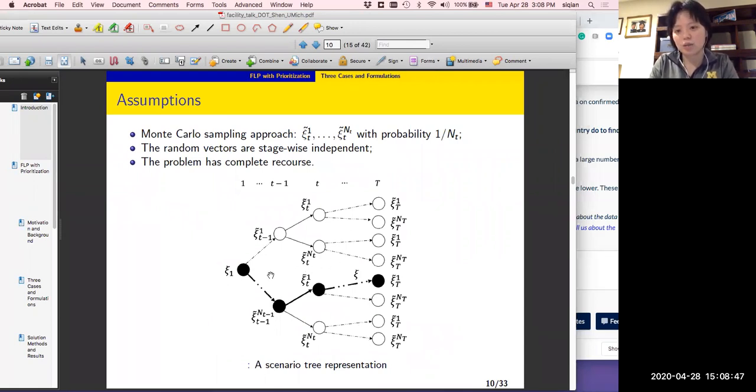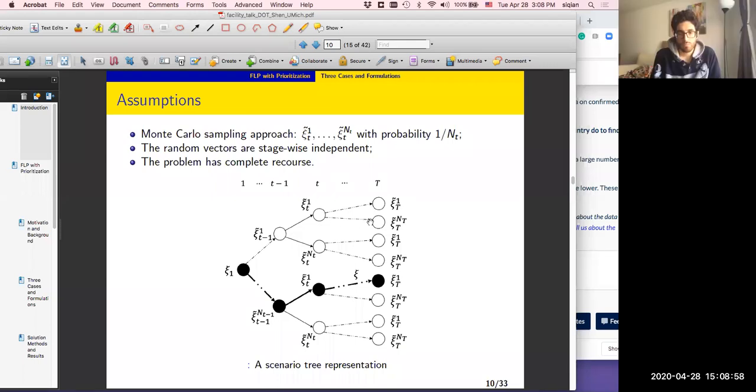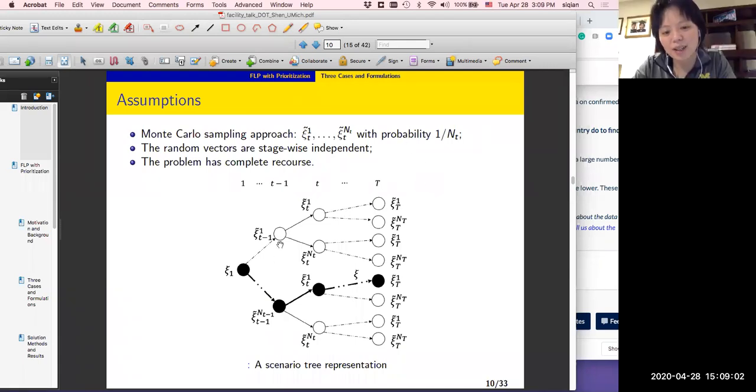Meaning that I'm working on this multi-stage problem with prioritization, but at the same time, as I go deeper into the path, I'm learning the demand at the same time. And that just requires more complicated modeling. But we sample the path to the very end at the very beginning. So I know exactly at every node what the demands are. However, when I'm at this node, I don't know the future demand, right? So that's a difference.